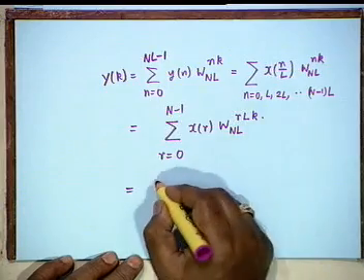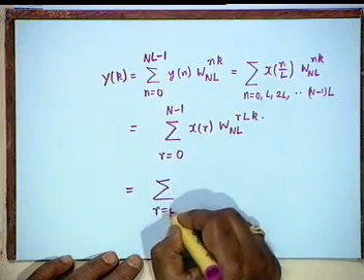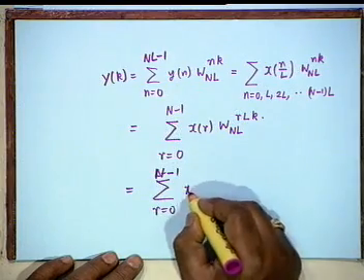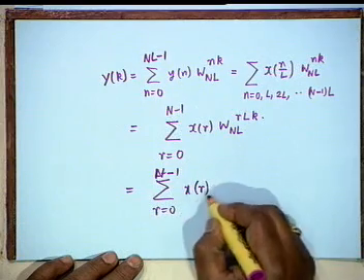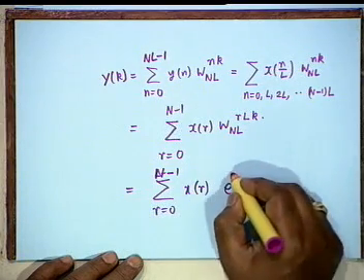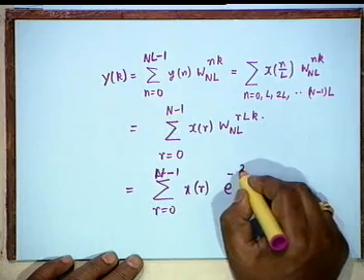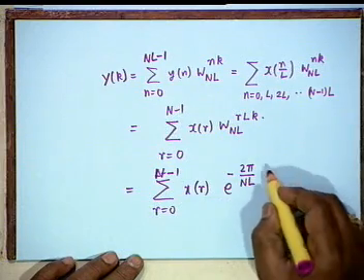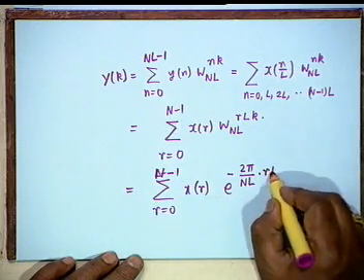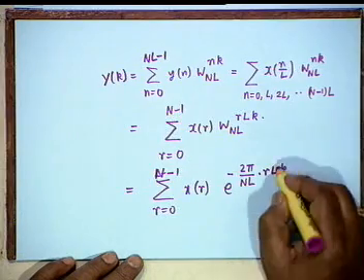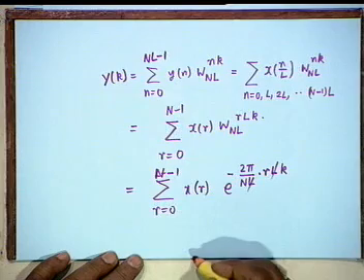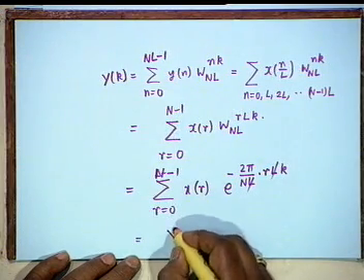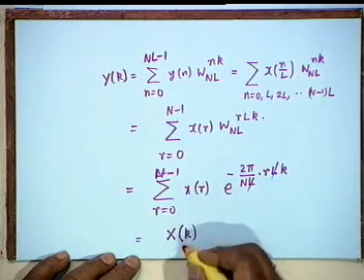That is equal to summation R equal to 0 to n minus 1 x of R. Now, W NL is e to the power minus j 2 pi by NL, then R L k. So, L and L cancel, and isn't this precisely x of k?